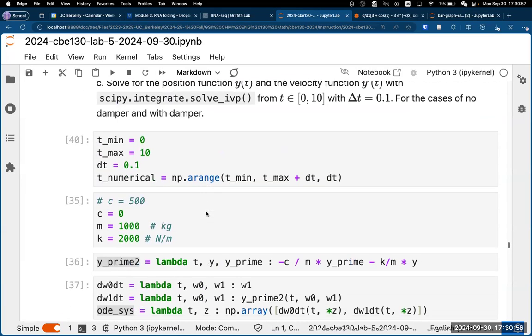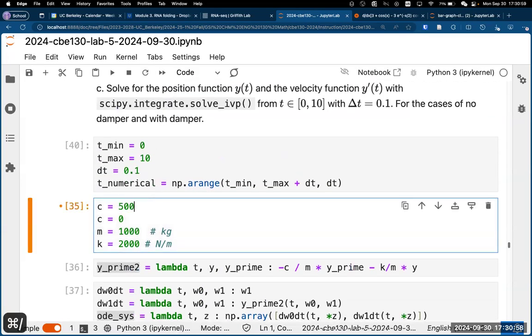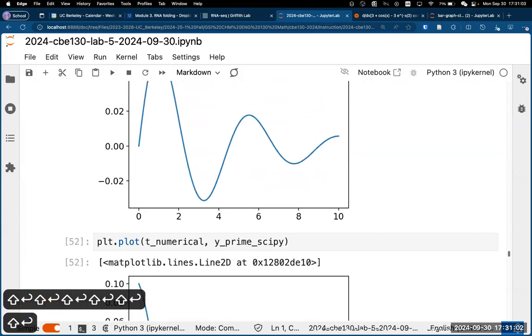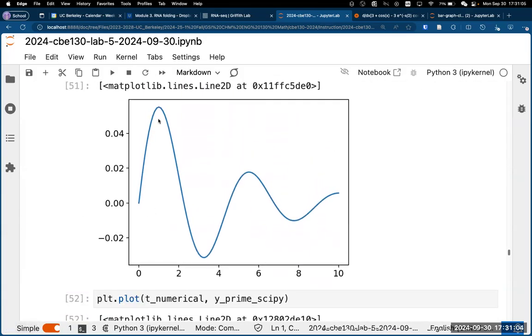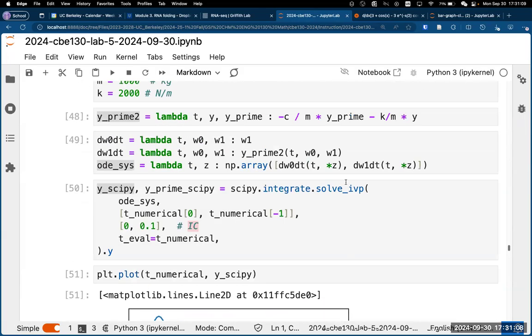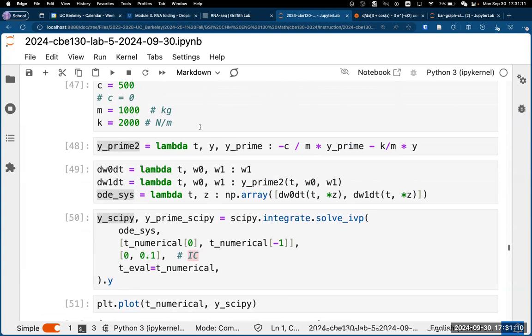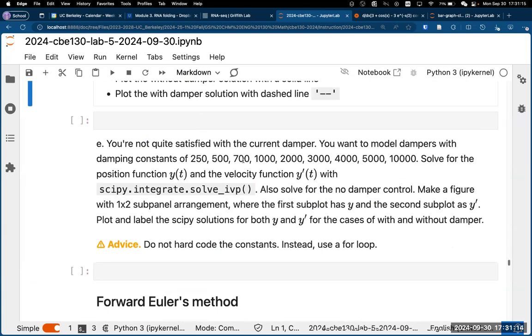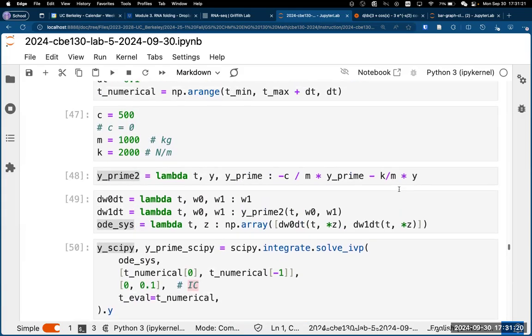What if it's with damper? So if it's with damper, it's 500. We rerun this. We see that if we do have a damper, the oscillation dies down over time. And you can do this by copy and pasting the code, but that's not so efficient. So for example, in part E, you want to test dampers with different damping constants. How do you do that?